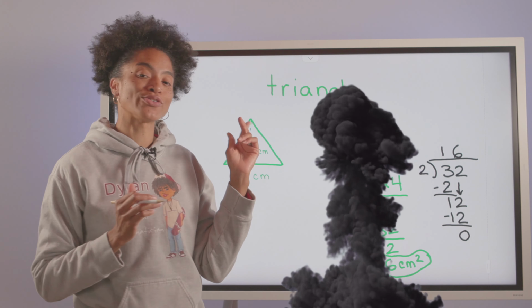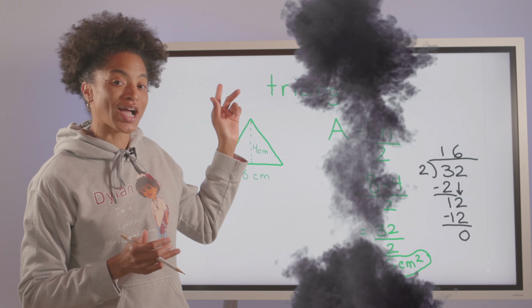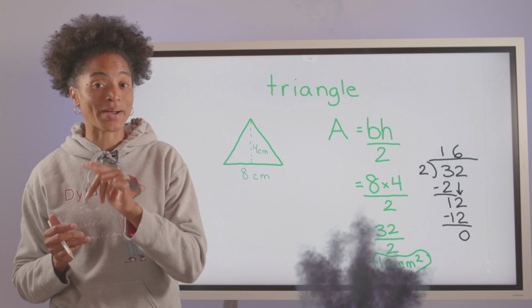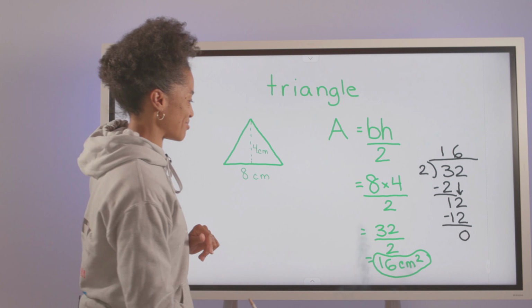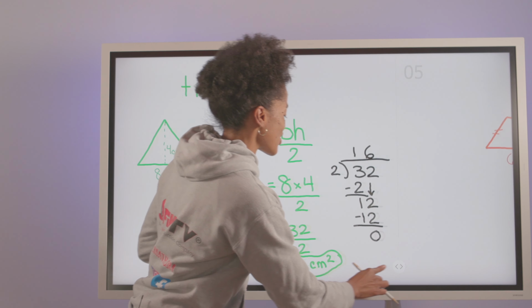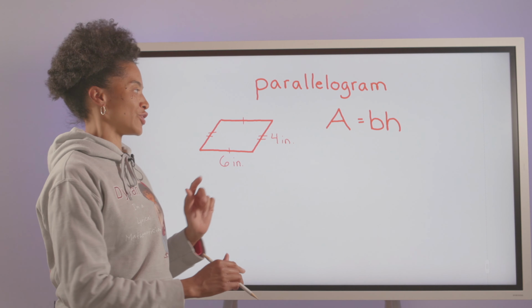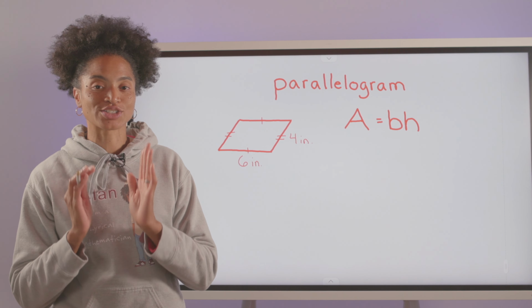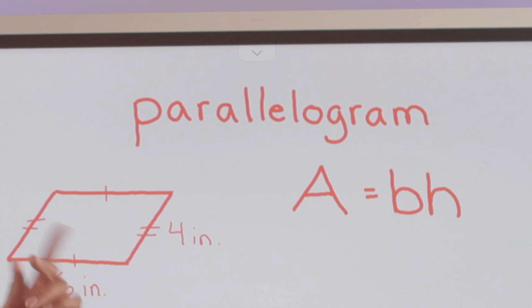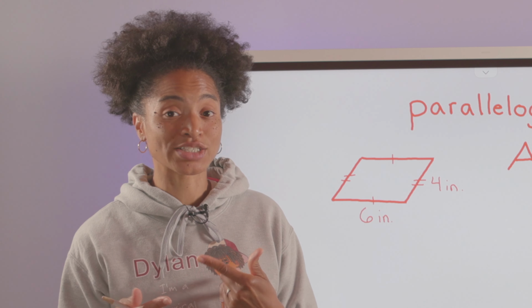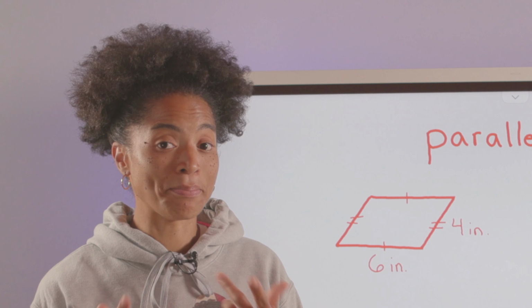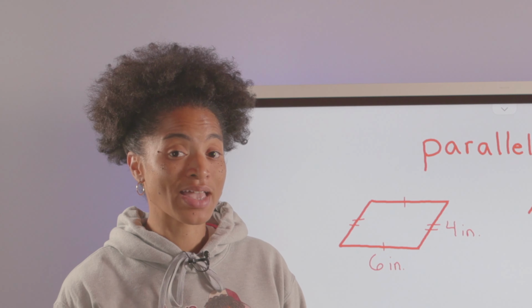So for triangle, the formula, say it with me: triangle is BH divided by 2. Good job. Nice work. The third two-dimensional figure that we have in this track is parallelogram, BH. B stands for what? Base. H stands for what? Height.